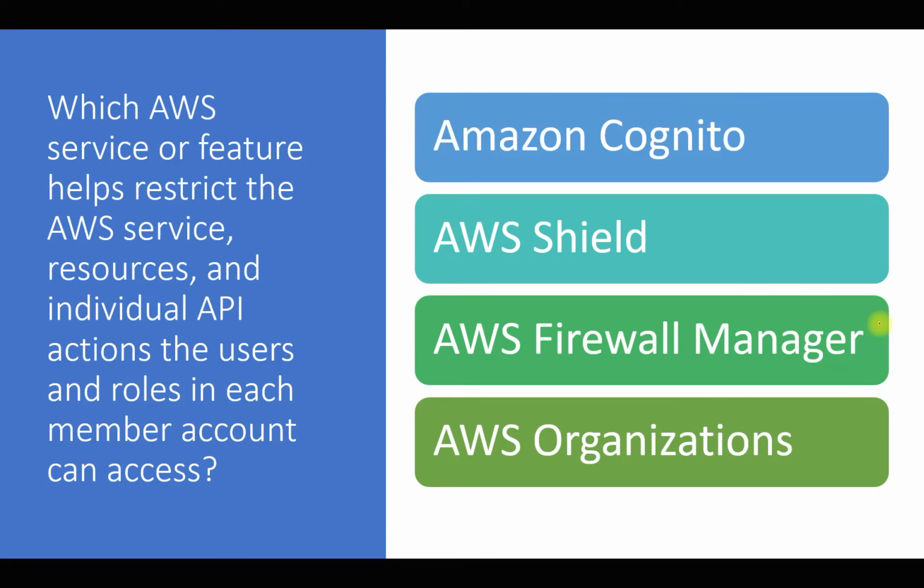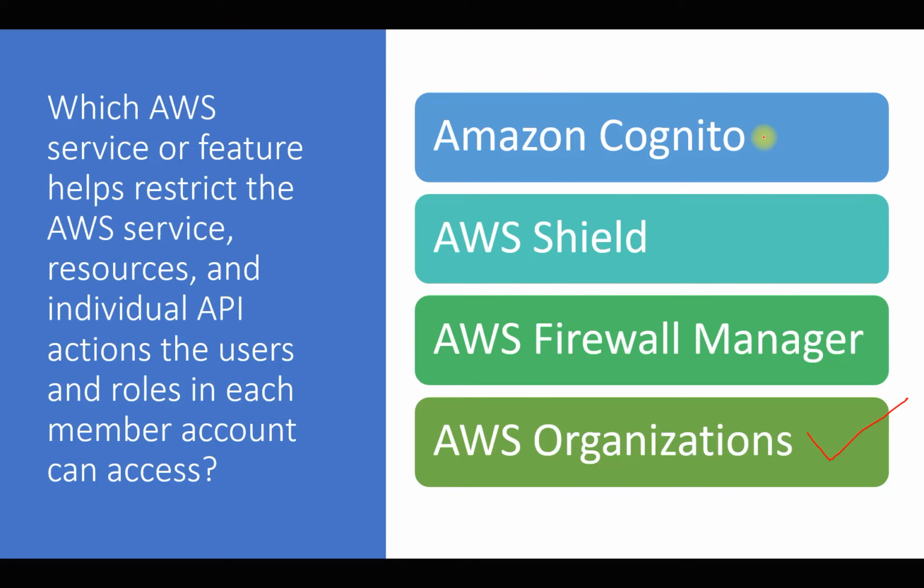So there are many advantages, or benefits, of using AWS Organizations. It helps us quickly scale our environment and apply policies that give our teams the freedom to build with the resources they need. There are other benefits as well. So here we are looking for the service which can help us restrict the AWS service resources and individual API access. So I can see that this can only be done by AWS Organizations.